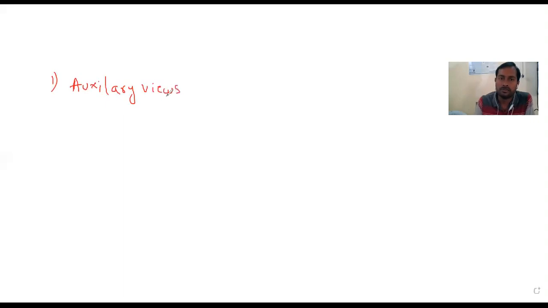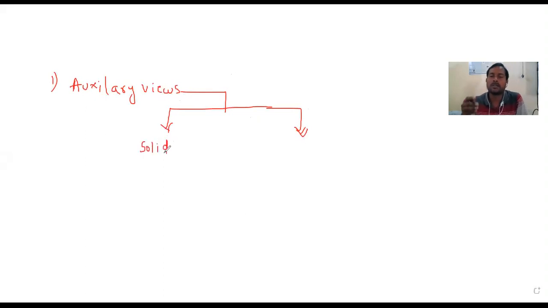So, auxiliary views. There are two ways to ask the question. First one is they will give a solid. Solid nothing but in the orthographic projection, if you give the solid, then you can write the front view, top view, and side views.